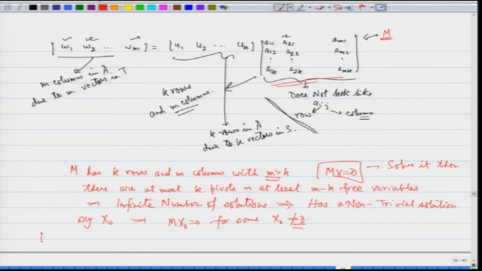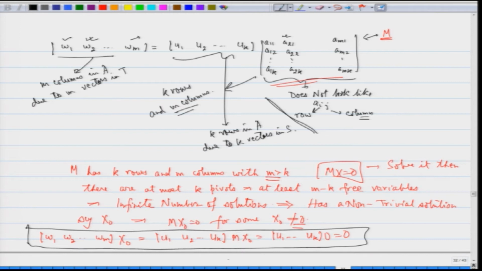If I want to look at w 1, w 2, w m times x naught, then this is nothing but u 1, u 2, u k times M times x naught, which is u 1 to u k times 0, which is 0. Fine. So, what we see here is that I have got a vector x naught consisting of scalars, non-trivial, so that this collection w 1, w 2, w m times x naught is 0. So, it means that I have got a non-trivial solution, and hence this set w 1 to w m is linearly dependent. And this is what we wanted.